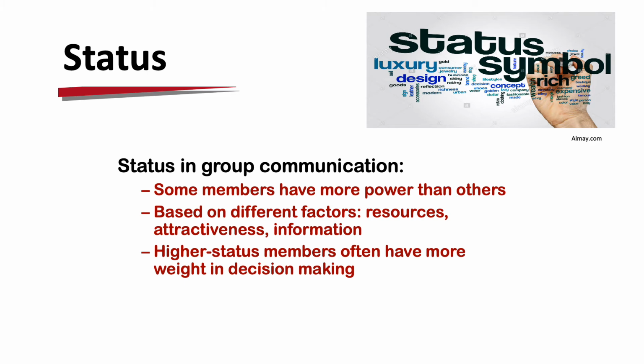Status is another factor that comes into play in groups. Each group member has a certain aspect of status. Some will have more power than others. It's often based on different factors like the resources or the knowledge or information that one has, even attractiveness plays a role in status. But higher status members usually have more weight in decision making. And so that's just a concept that you should be familiar with.